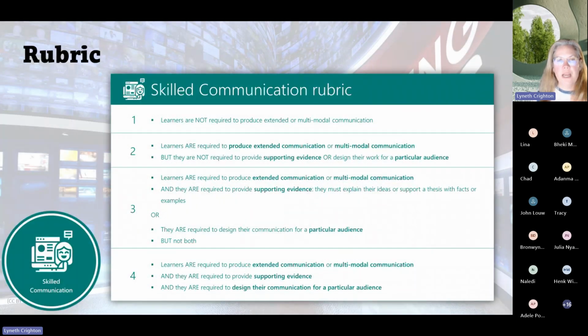So the rubric, as you can see from Microsoft with Words, has an "or" by level 3. In other words, there are 2 ways to achieve a level 3. And then obviously the level 4 has to have supporting evidence plus particular audience plus multimodal or extended communication.